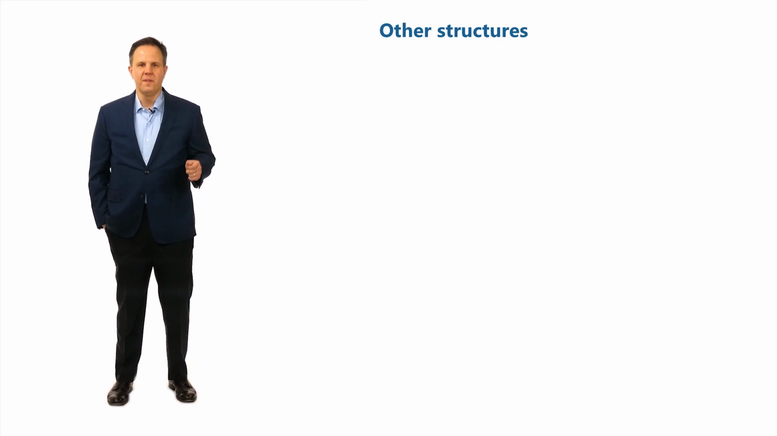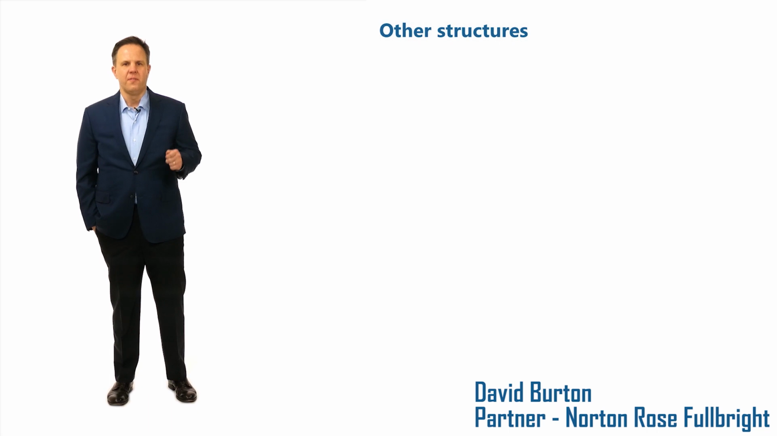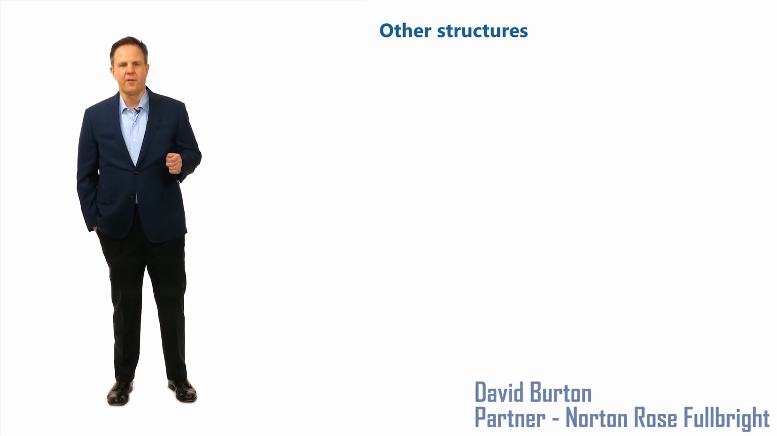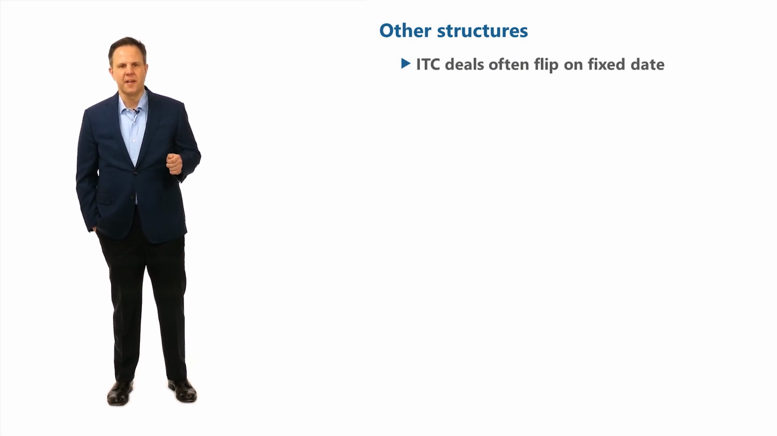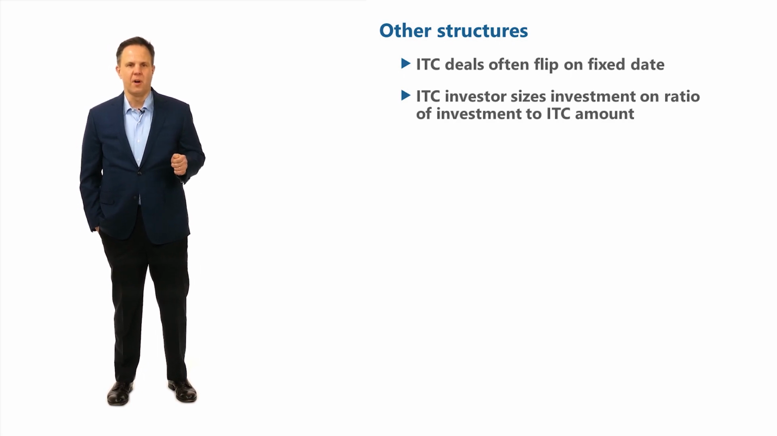This webinar is focused on PTC tax equity partnerships, but provides only a taste for the issues and structuring options associated with ITC transactions. For instance, there are many ITC deals executed with flips that occur on a fixed date regardless of the performance of the project, and the investor is not concerned about its after-tax IRR, but rather invests based on the ratio of investment to the ITCs allocated to it and does not use a DRO.